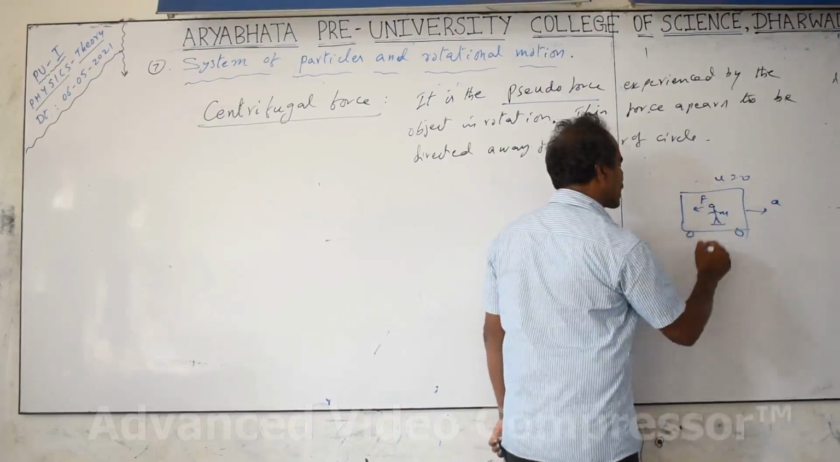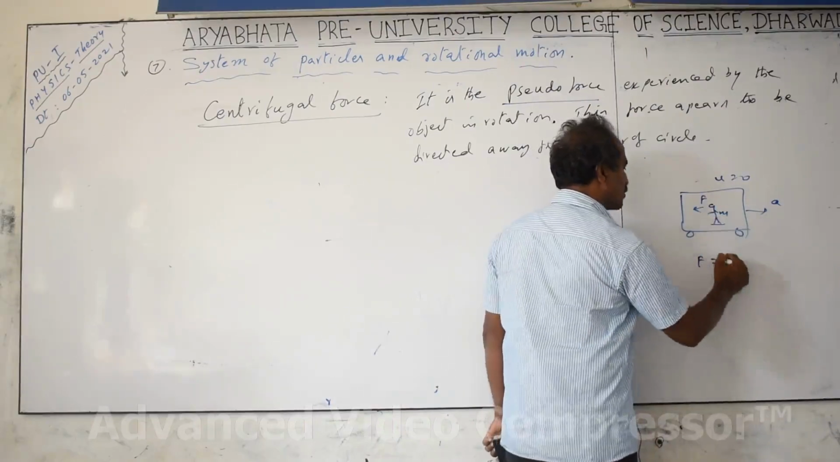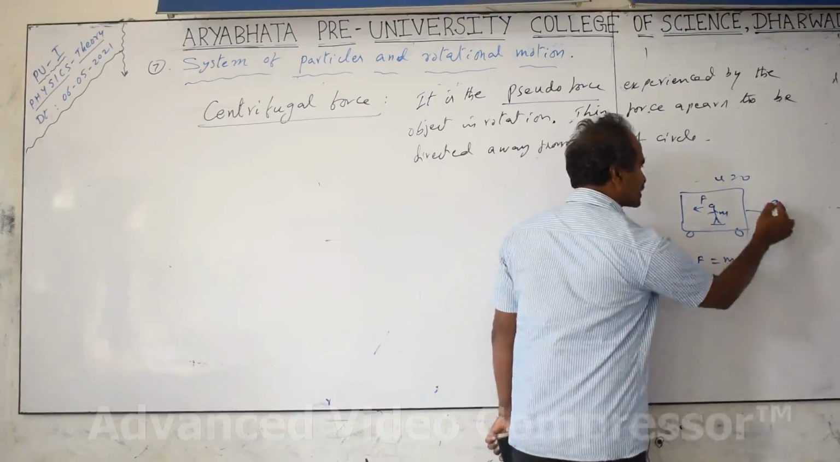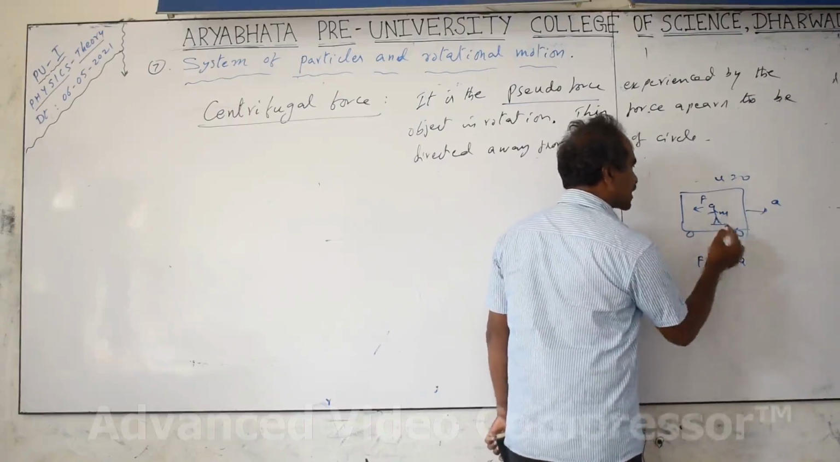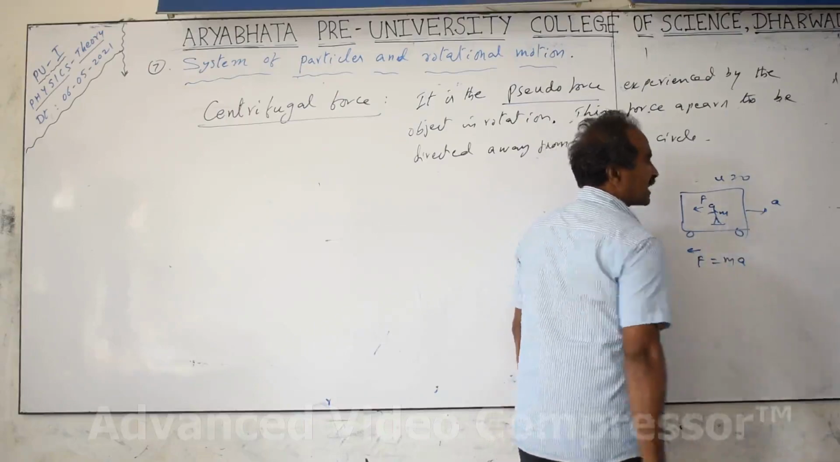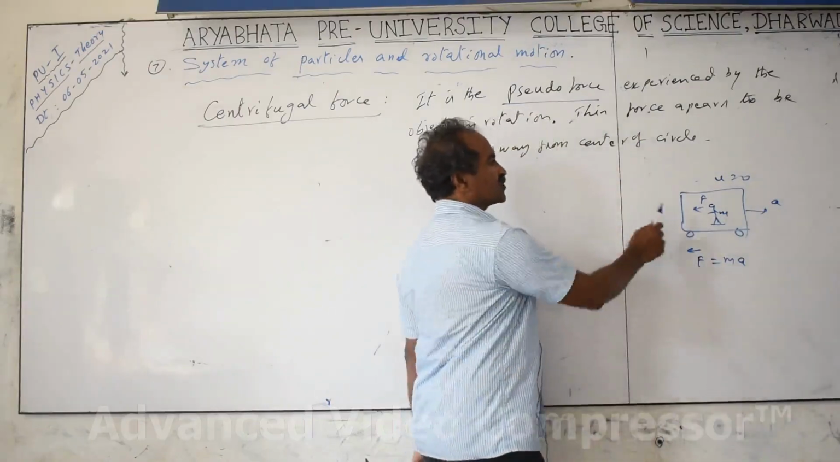But we feel a force acting in the backward direction, which is nothing but the pseudo force. What is the pseudo force in this case? We have to imagine F is equal to the mass of the person times the acceleration of the vehicle, that is a, but it is directed away from the acceleration of the vehicle. This is nothing but the pseudo force.